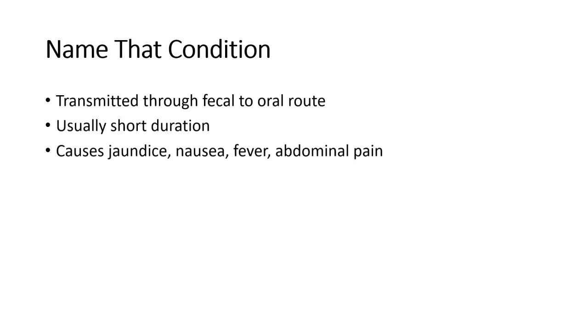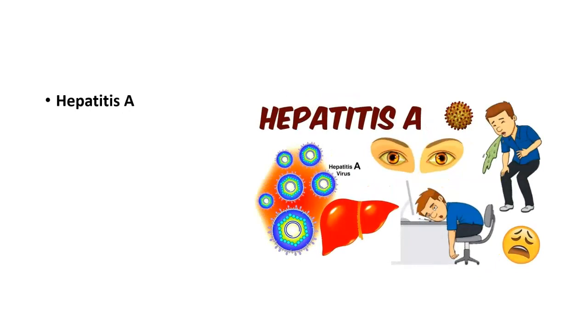Now, this is one of the hepatitis. Transmitted through fecal to oral route, usually short duration, causes jaundice, nausea, fever, abdominal pain. Vaccine is available. You only get it once. Hepatitis A, that's correct. All right.